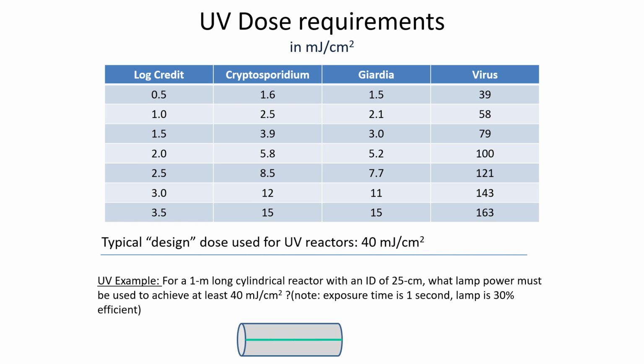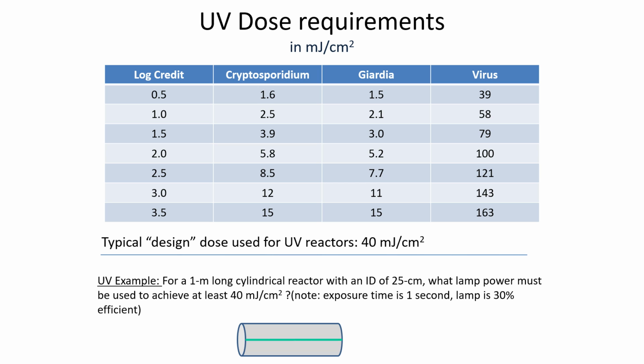So just to get a sense for how these calculations work with UV, I wanted to show you this example where let's assume that we have a 1 meter long reactor and it's cylindrical in shape and the inside diameter of this reactor is 25 centimeters. Then what we want to find out is what lamp power would be needed in order to achieve this target dose of 40 millijoules per square centimeter.